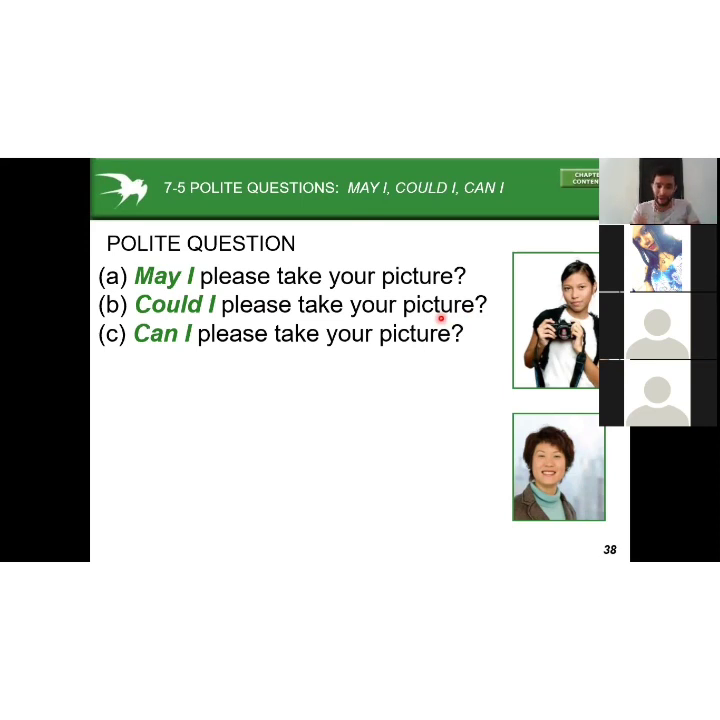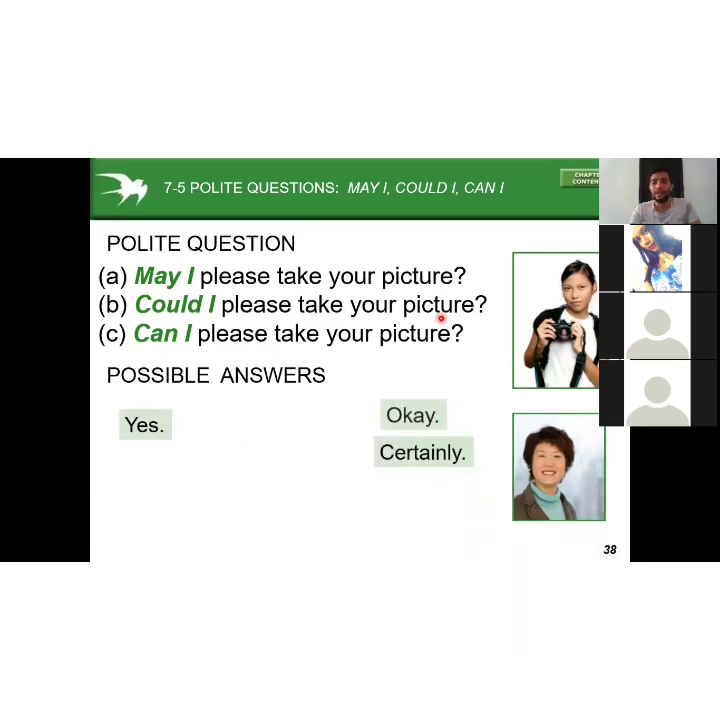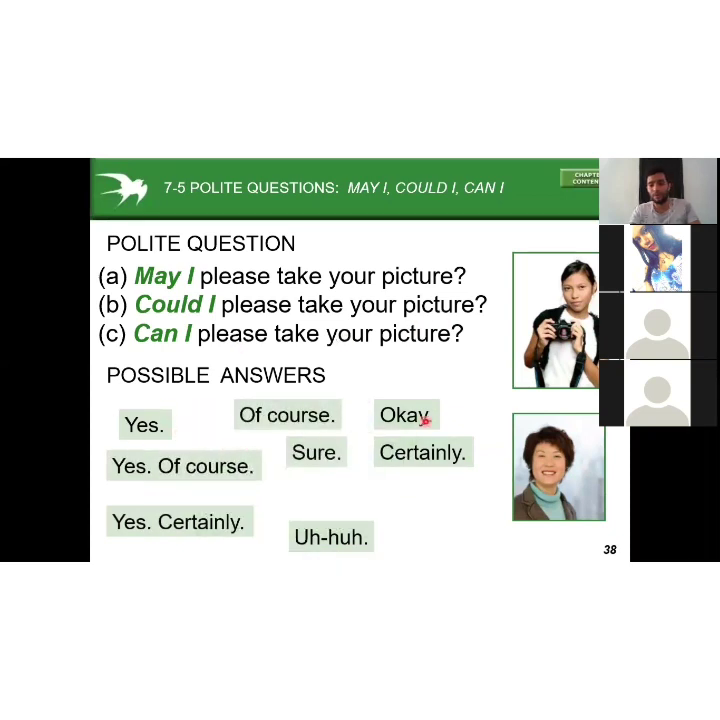I'm going to do another table so that you can get to know the formality about this, right? So, what are the possible answers to these questions? Like this, right? We had yes, of course, okay, sure, yes, certainly, sorry, not today, and American people use this a lot. Now, as for the politeness, may is very formal, could is formal, and can is the less formal, right?